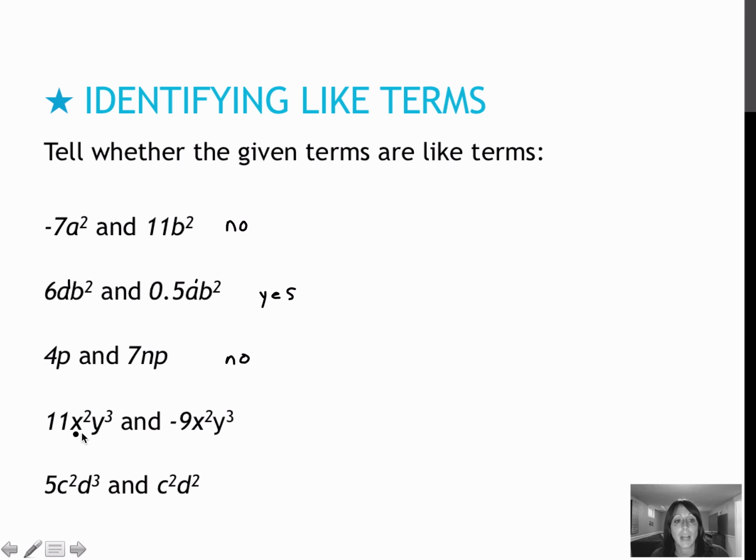My next example, x squared y to the third, x squared y to the third. Yes, those are like terms. And my last example is no, because d does not have the same power.